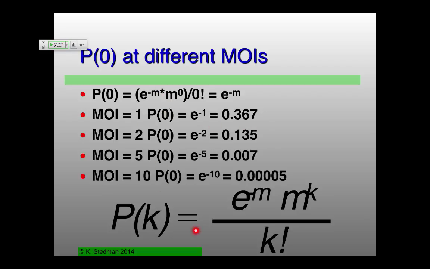So if you just do the calculation, again, just plug and chug here. For 0, k is 0, 0 factorial is 1. M to the 0 is going to be 1. So you're just looking at e to the minus m. So for an MOI of 1, the number of uninfected cells is 37%. Wow, yeah, one virus per cell, 37%. MOI of 2, as I showed you before, 13.5%. MOI of 5, 0.7%. MOI of 10, 0.005%. So those are ways of figuring out these different numbers here.